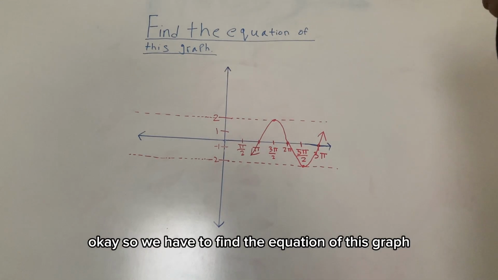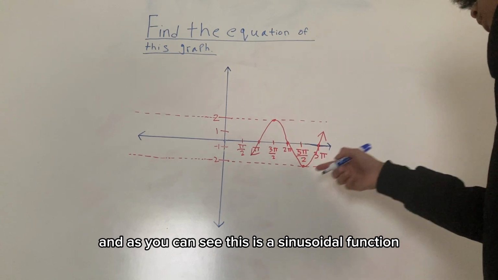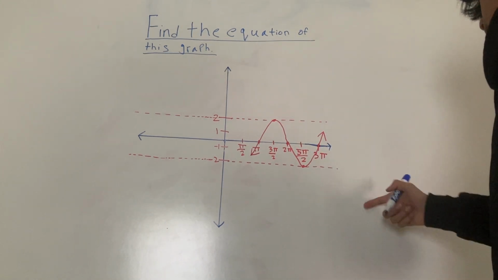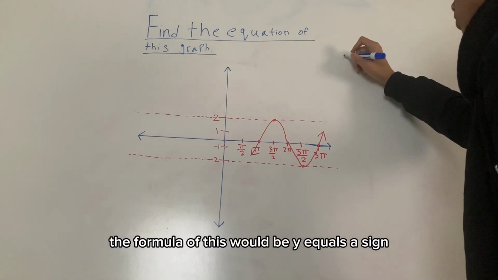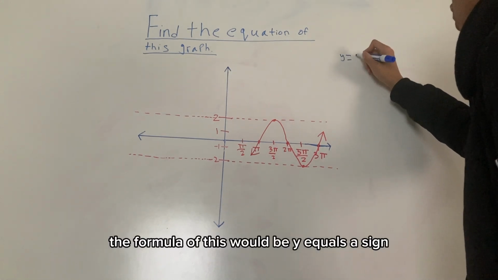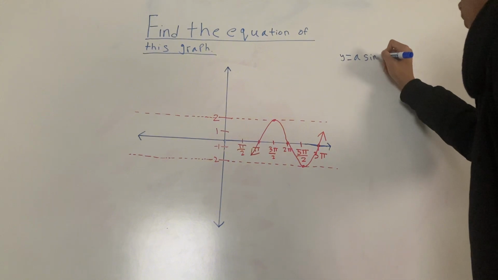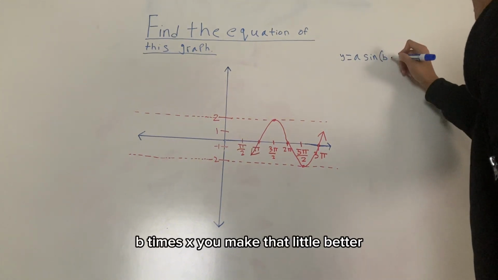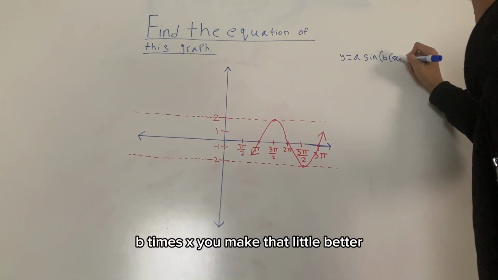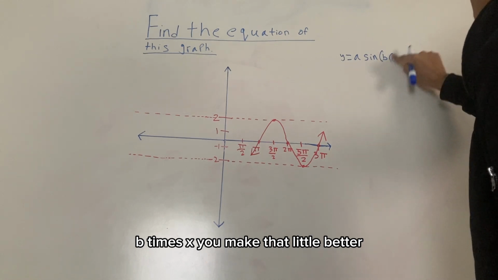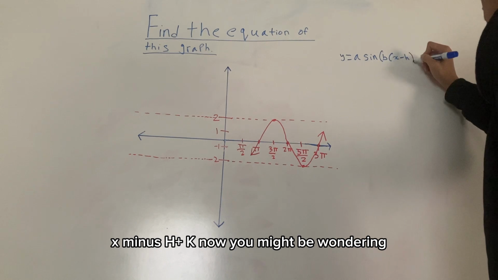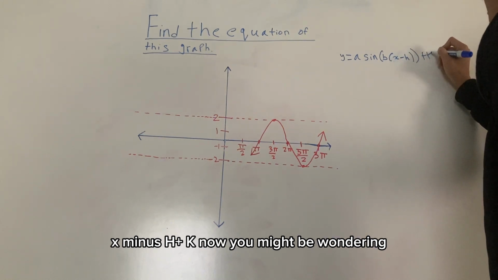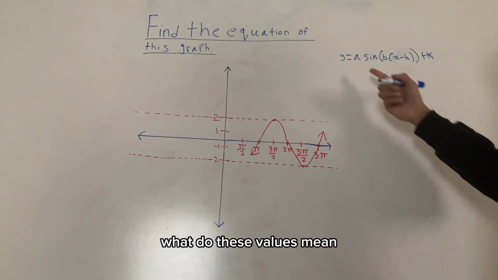Okay, so we have to find the equation of this graph. And as you can see, this is a sinusoidal function. So let's say if this was a sine graph, the formula of this would be y equals a sine b times x minus h plus k. Now, you might be wondering, what do these values mean?